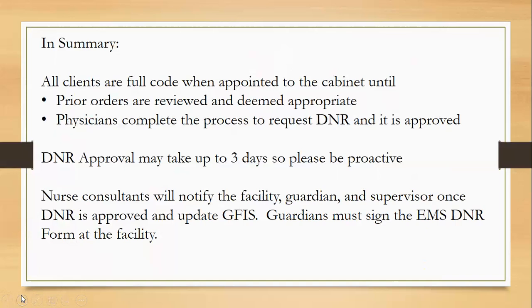Once a DNR is approved, the nurse consultants will notify the facility both verbally and in writing, notify the guardian and supervisor via email, and update GFIS with all the information. The guardian will need to go to the facility to sign the EMS DNR forms after the DNR is approved. It is recommended to sign multiple copies as these are given to the ambulance every time that a patient is transported to the hospital and they never make it back to the facility. EMS will not accept a photocopy.